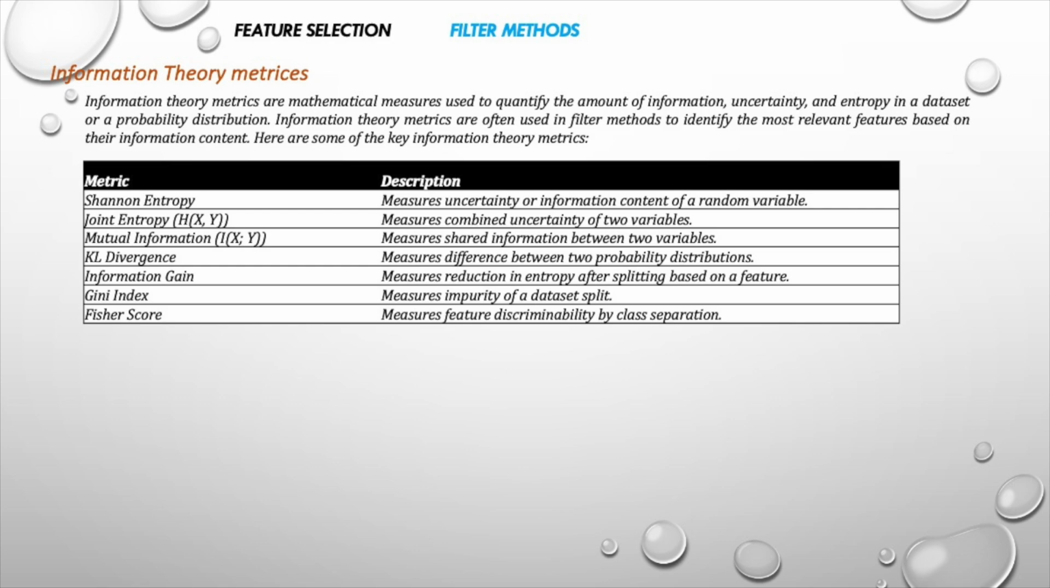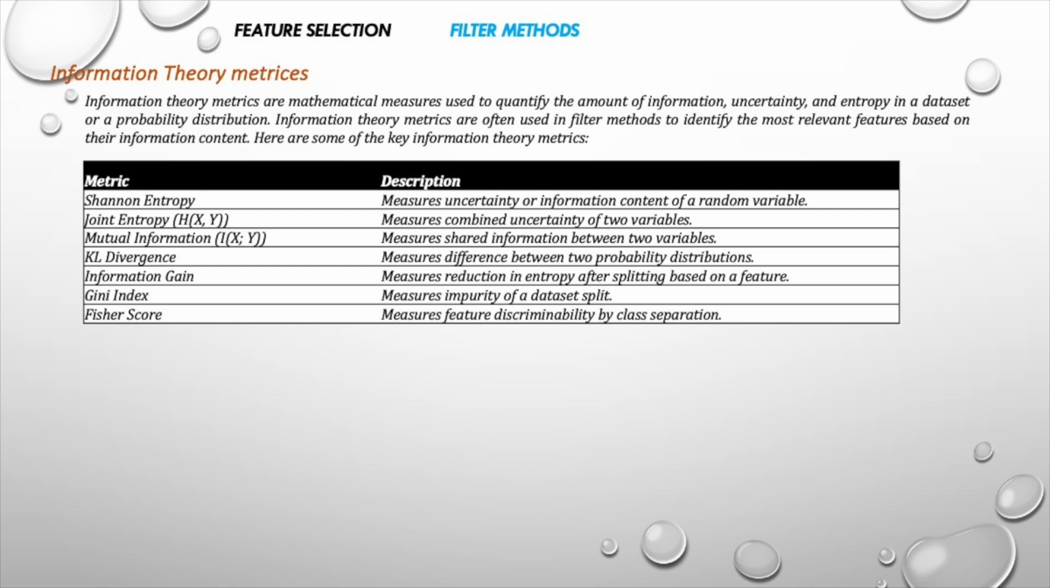Gini index. The Gini index is another measure of impurity used in decision tree algorithms. It quantifies the probability of misclassifying a randomly chosen element from a dataset if it were randomly labeled according to the class distribution in the dataset. The Gini index ranges from 0 to 1, where 0 indicates a pure node, all samples belong to the same class, and 1 indicates maximum impurity, an equal distribution of samples across all classes.